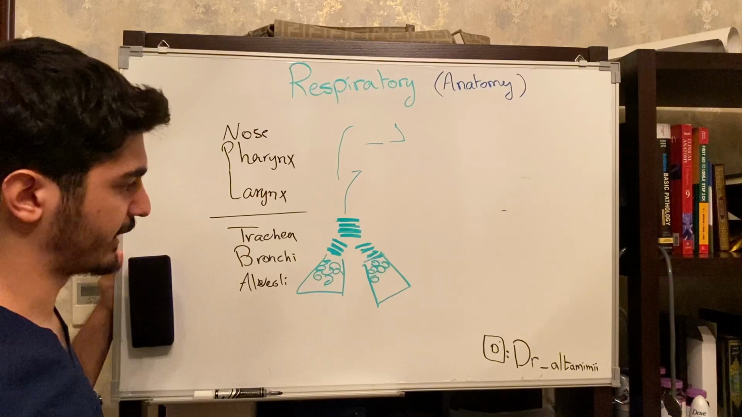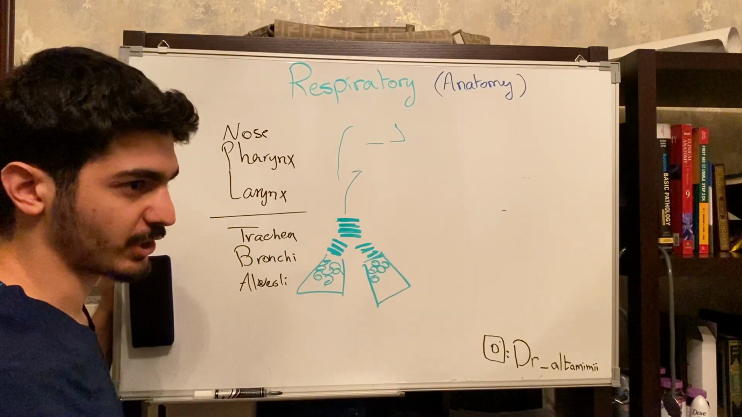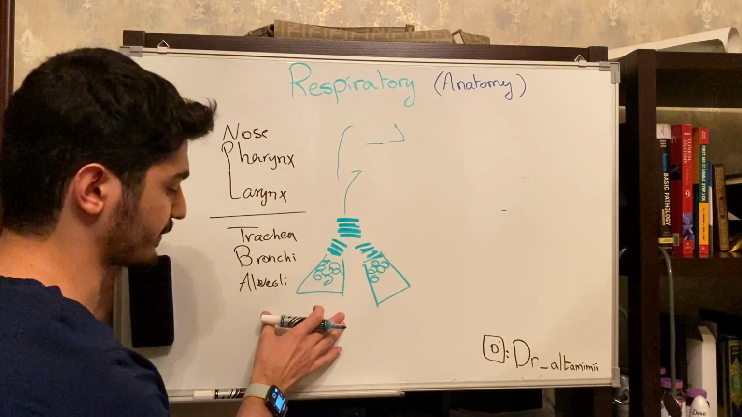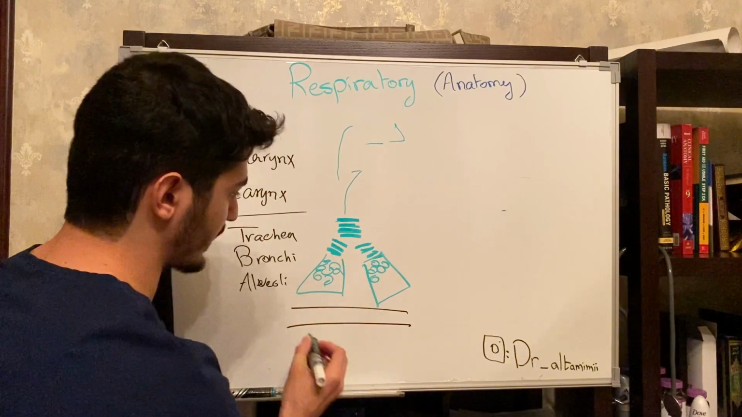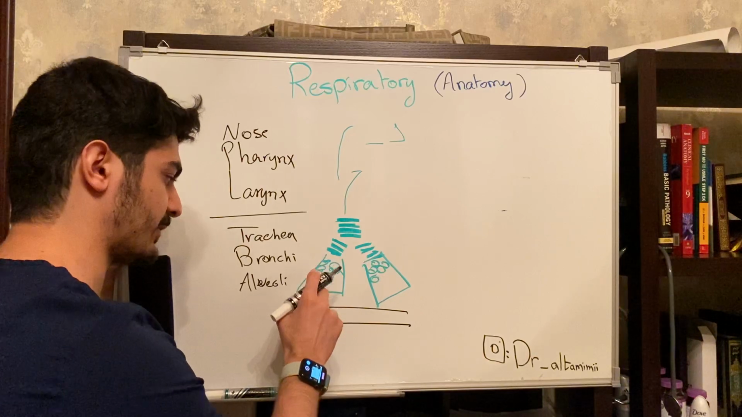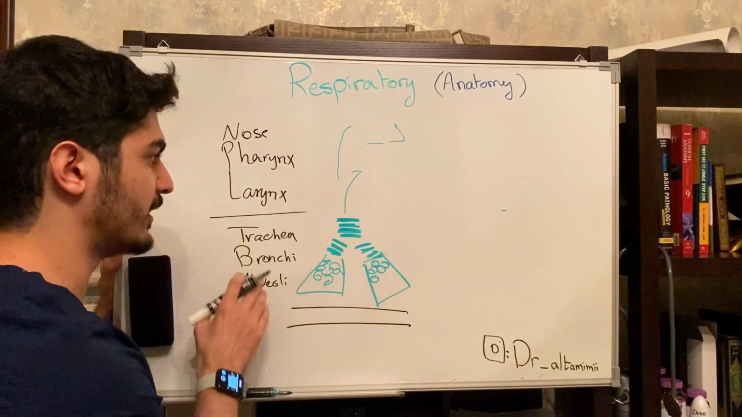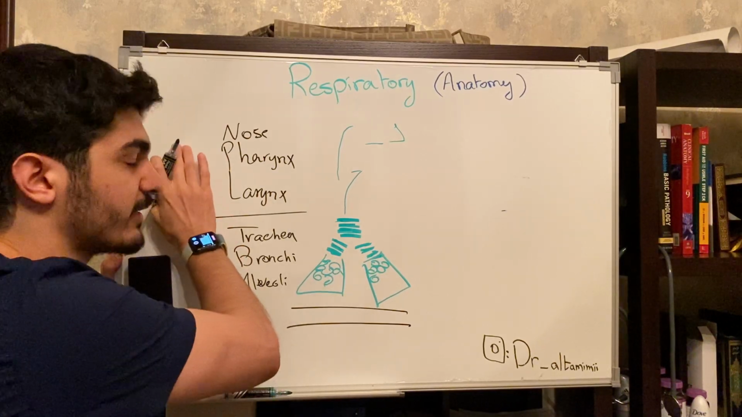You have to know that the gas exchange only happens in the alveoli. So oxygen gets into the blood and carbon dioxide gets out of the blood here, right here. There are capillaries over here, and there is blood inside, and oxygen gets inside and carbon dioxide gets outside in the alveoli, not in the trachea, not in the bronchi, not in the larynx, not in the pharynx, not in the nose.